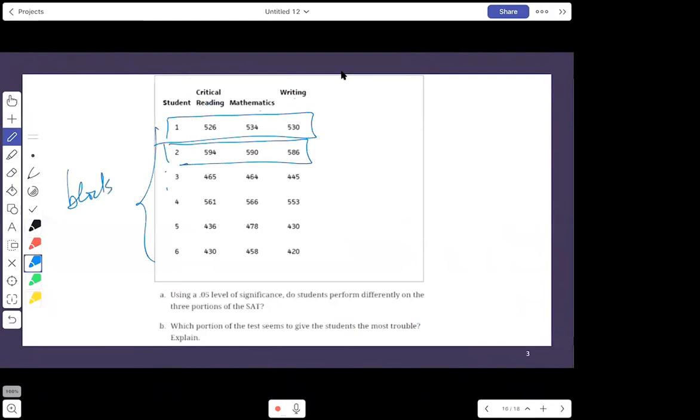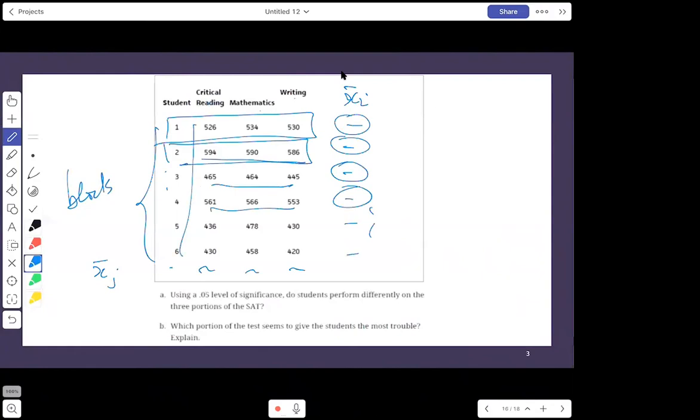So what we will need to do is get your treatment means, your X bar j's, and put them here. And then get your block means, which is your X bar i, and put them here. So average those three values, put them here. Average those three values, put them here. Those three, etc. Then average those 6 values, put that here. That will give you your treatment means.